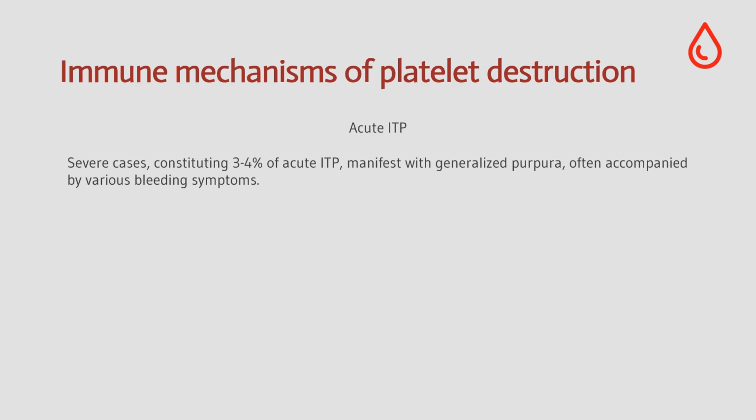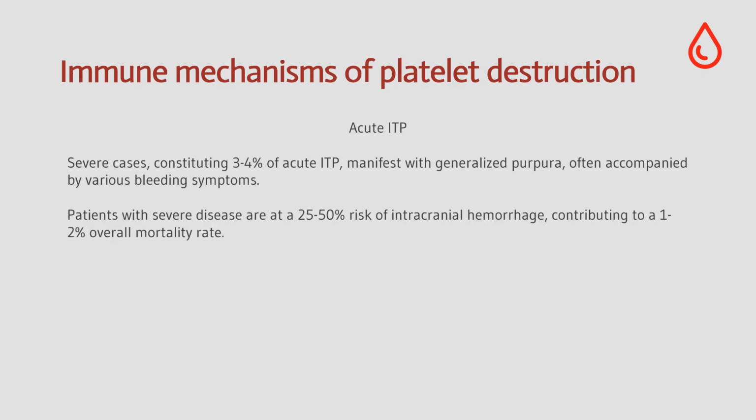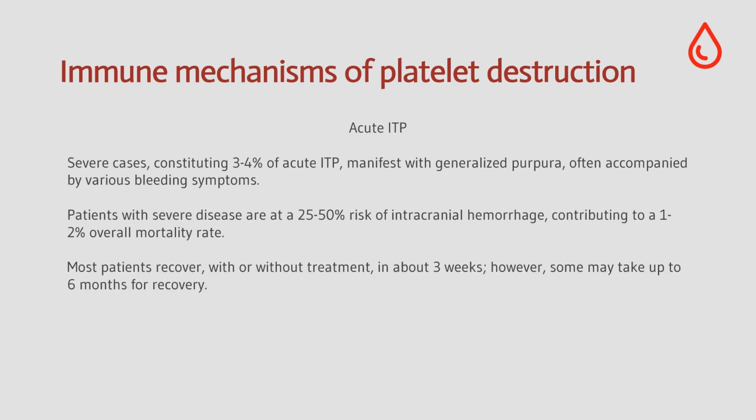Severe cases, constituting 3 to 4% of acute ITP, manifest with generalized purpura, often accompanied by various bleeding symptoms. Patients with severe disease are at a 25 to 50% risk of intracranial hemorrhage, contributing to a 1 to 2% overall mortality rate. Most patients recover, with or without treatment, in about 3 weeks, however, some may take up to 6 months for recovery. Recurrent episodes may occur in a few children after complete recovery.